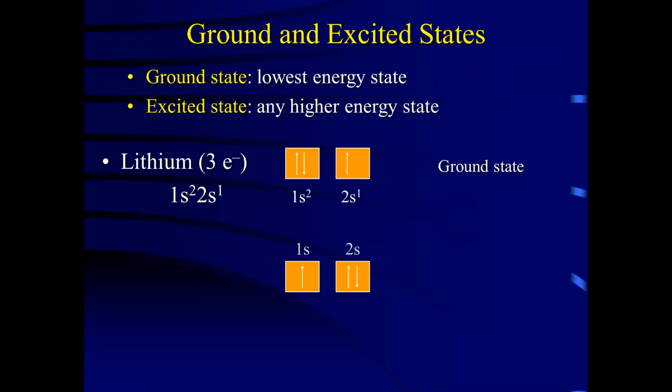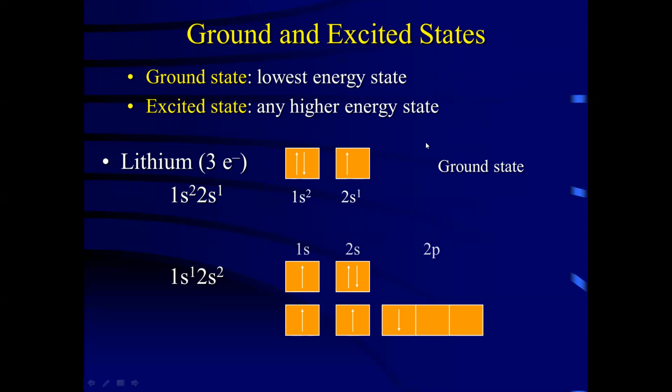Before, we briefly talked about ground and excited orbitals. Here, let's look at the detail from the diagram. The ground state, as we said before, is the lowest energy state, and the excited state is any higher energy state. This is what we learned before. So let's take a look at lithium.